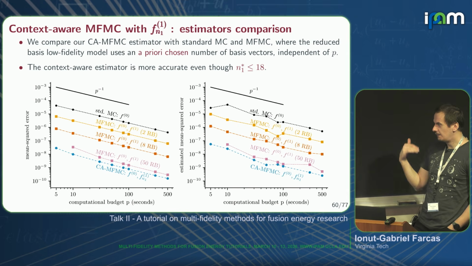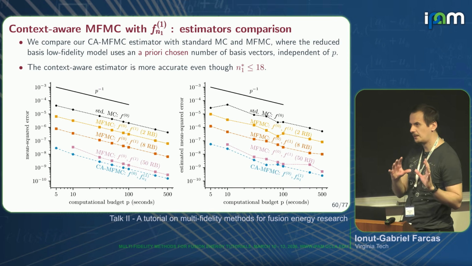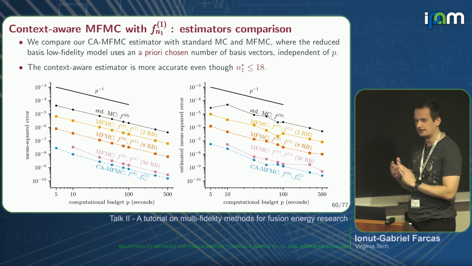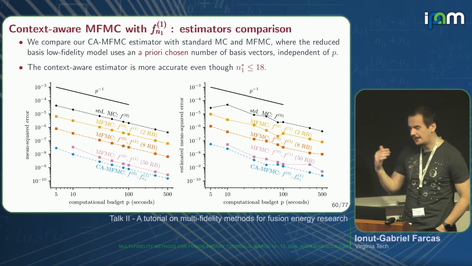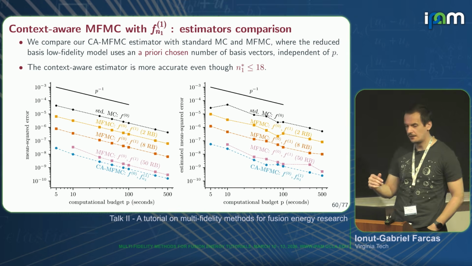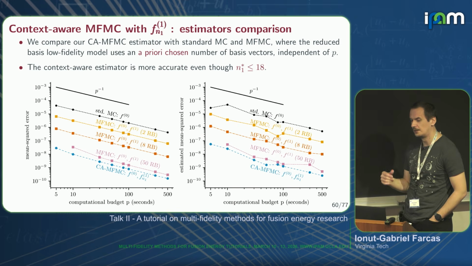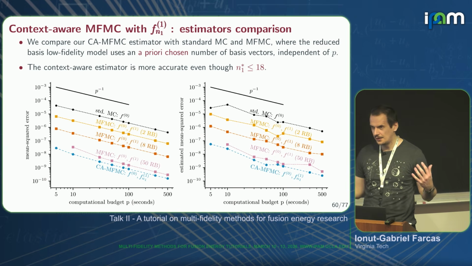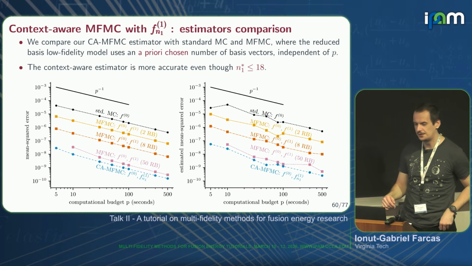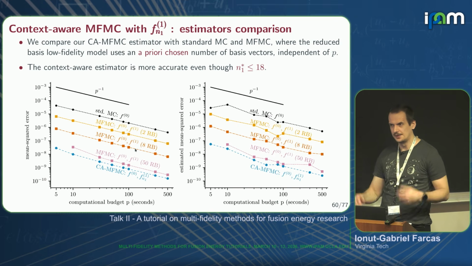However, that model with 50 reduced bases, which intuitively you would say, okay, because this is so accurate, it should be useful for multi-fidelity Monte Carlo sampling, turns out to actually give rise to a larger mean squared error than our context-aware reduced bases model with 18 bases. Because the accuracy cost ratio for the 18 reduced bases low-fidelity model is actually optimal with respect to this upper bound.